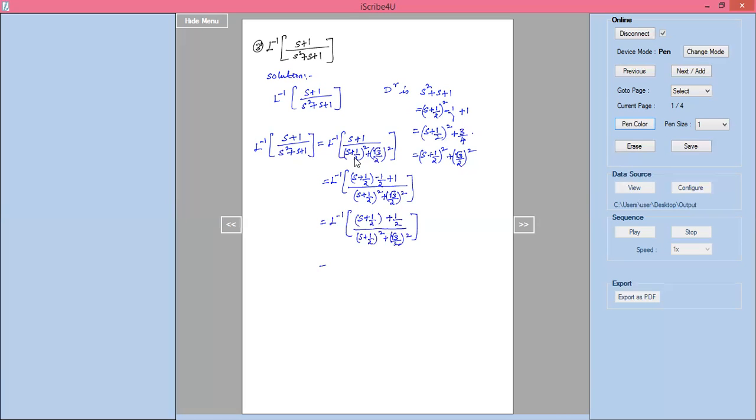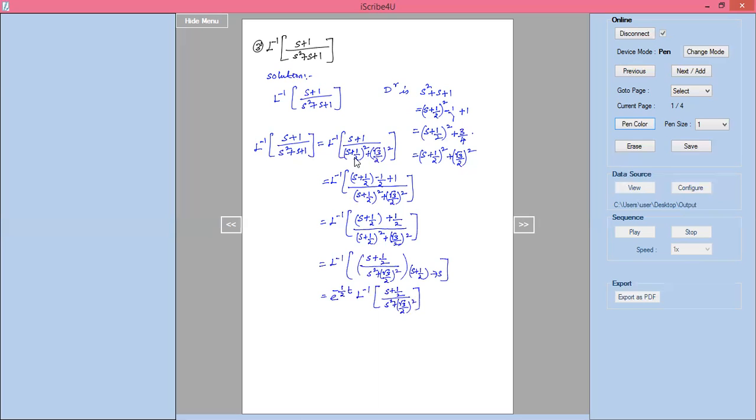Now I'll take L inverse of s plus 1 by 2 divided by s square plus root 3 by 2 whole square, replacing s plus 1 by 2 by s. We'll simplify like this: s plus 1 by 2 replaced by s, you will get e power minus 1 by 2 t into L inverse of s divided by s square plus root 3 by 2 whole square.